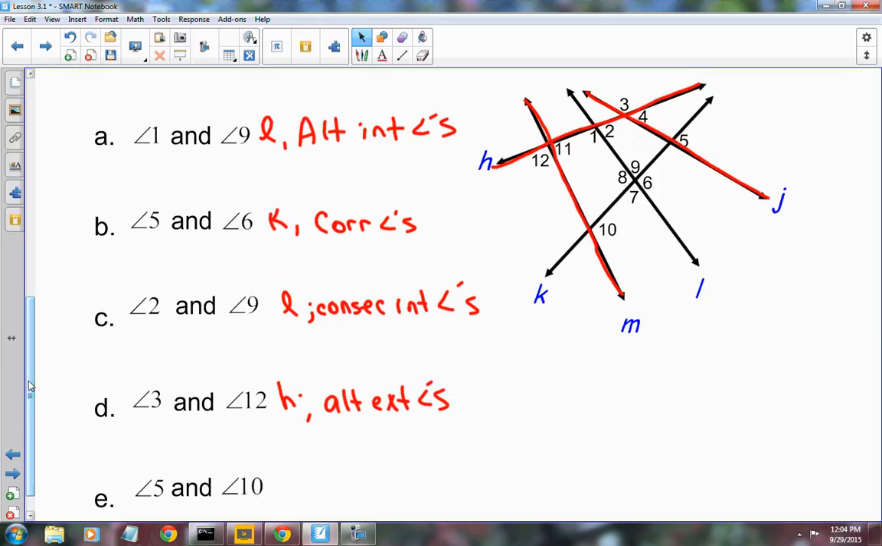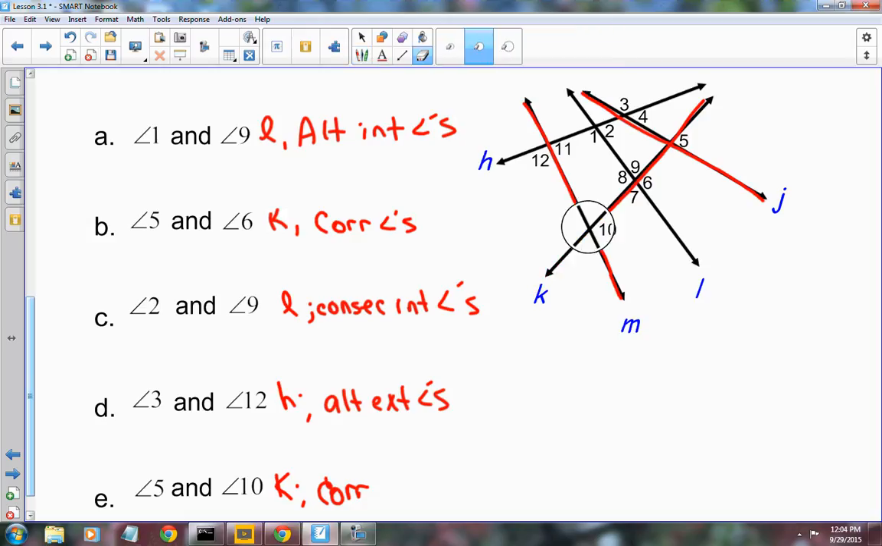All right. Last one is 5 and 10. So we need this line here, we need this one, and we need that one. What's my transversal? K is my transversal, and what angles are those? Those are corresponding. Even though there's another line in between them, they're still considered corresponding. To the right of the transversal, above the line.